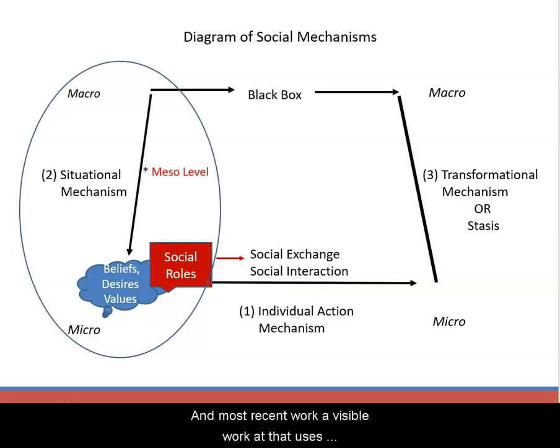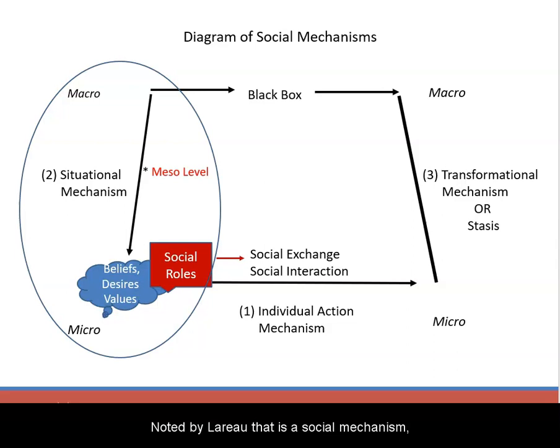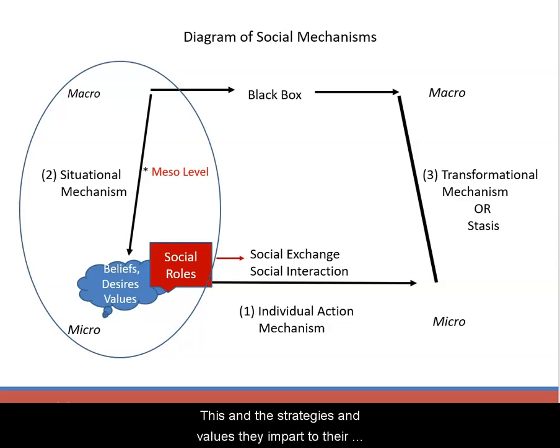Perhaps the best and most recent work, a visible work that employs social mechanisms, is the work of Annette Lareau on unequal childhoods. And so if we look, for example, at dramatic differences in educational outcomes for impoverished children versus advantaged children, one of the aspects noted by Lareau that is a social mechanism, a causal mechanism, is the facility with which upper-class, professional, middle-class parents negotiate or communicate with teachers on behalf of the children. This and the strategies and values they impart to their children for success in school.